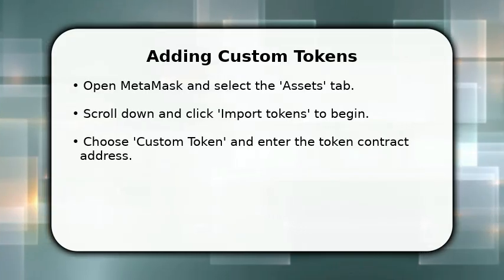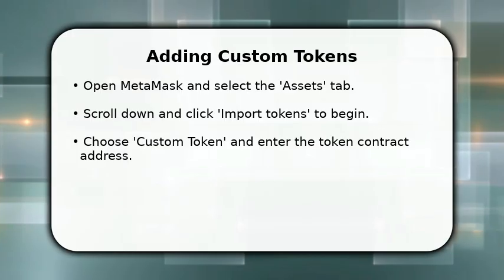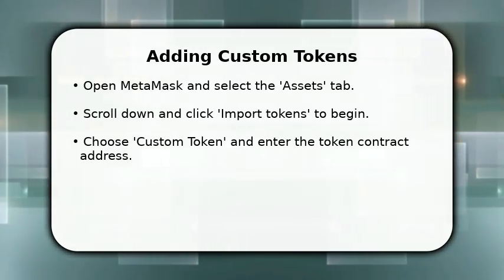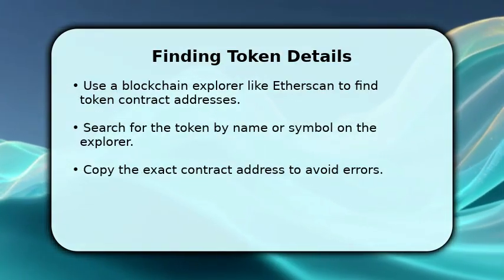MetaMask will usually autofill the token symbol and decimal places, making the process straightforward. This method is perfect for tokens not automatically listed. To successfully add a custom token, you'll need its contract address.